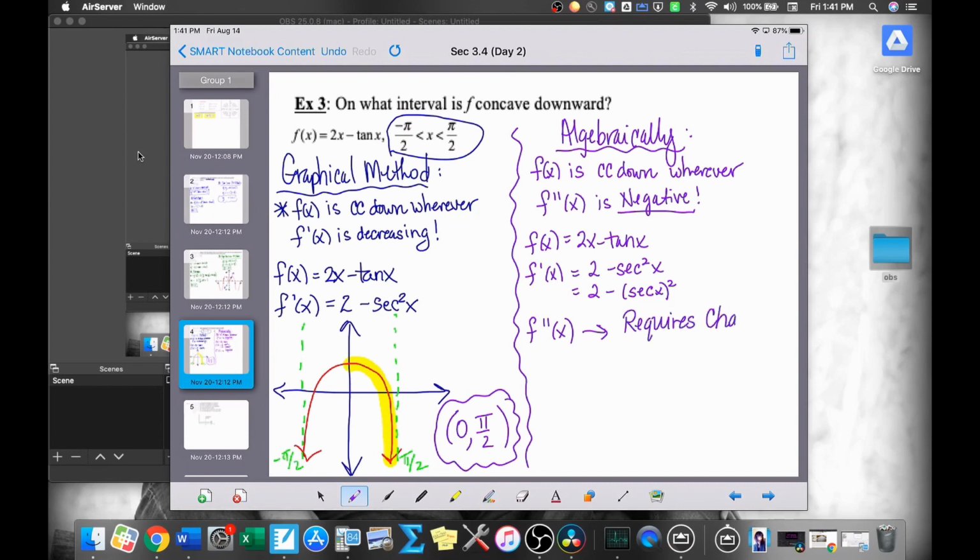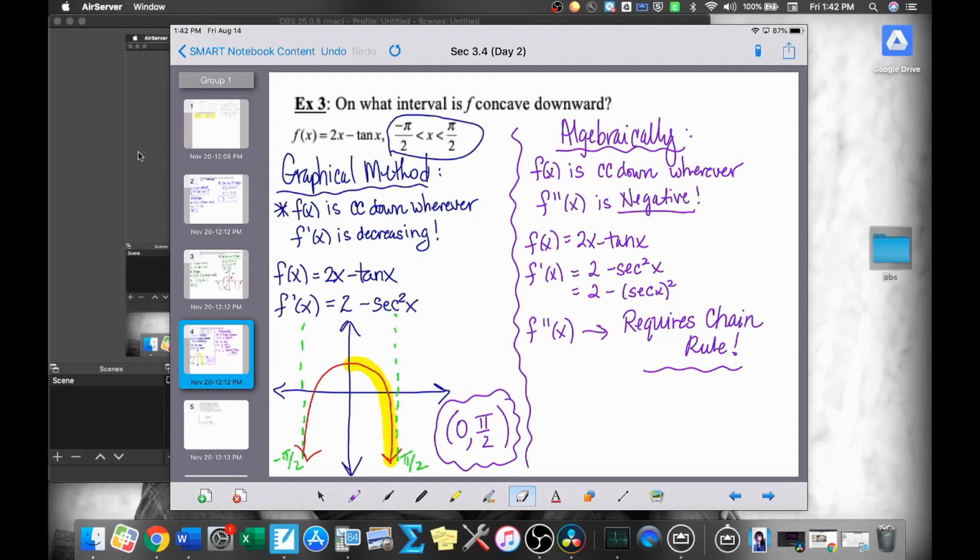This requires something called the chain rule. And since I don't know what the chain rule is yet, that is section 3.5, I'm going to have to wait on this, okay? But I want you to know that algebraically speaking, I could do this once I have a little bit more knowledge. All I would have to do is find the second derivative of the function, figure out what the critical values are, and then do sign testing to figure out between the interval of negative pi over 2 and pi over 2, which intervals are positive and which intervals are negative. And obviously I'd be looking for the negative intervals because that's where f of x would be concave down.